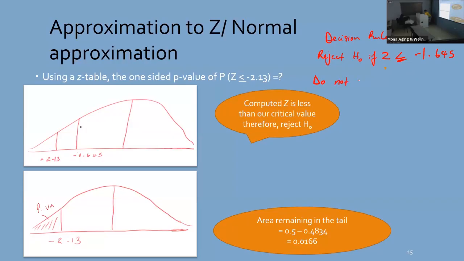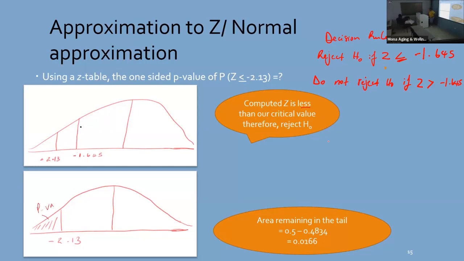Do not reject H naught if Z is greater than negative 1.645. So that's our decision. Based on what we've determined so far, is the computed Z of negative 2.13 less than or greater than negative 1.645? It's less than. So our computed Z is less than our critical value. Therefore, we're going to reject H naught.